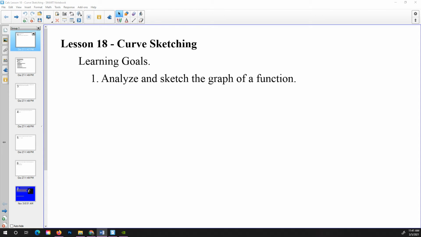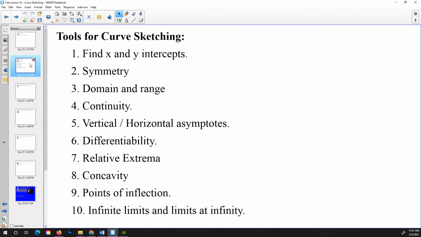It's pretty much just bringing together all of the skills that we've learned so far in calculus and using them to sketch the graph of different functions. So, let's go over some of those tools that we have for curve sketching.